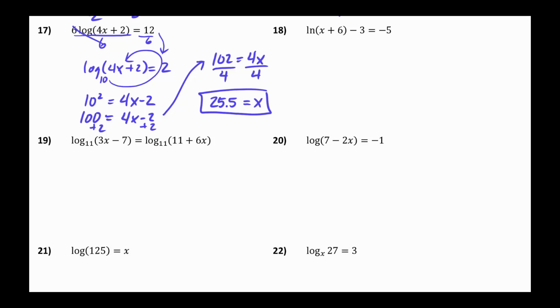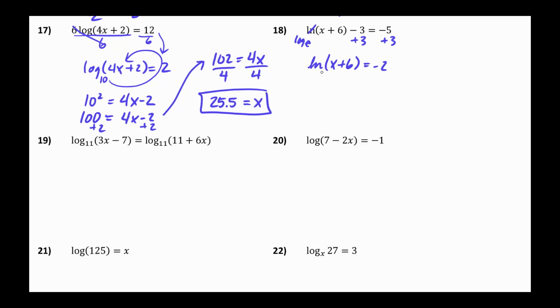ln, natural log. So you can think about this like the log of base e, almost. X plus 6 is inside, minus 3 is outside, equals negative 5. Well, start with the outside. Get rid of that by adding 3. So I have the natural log of x plus 6 equals negative 2.